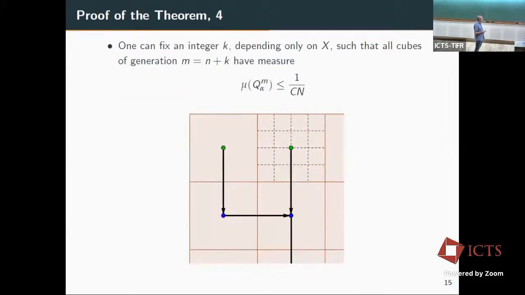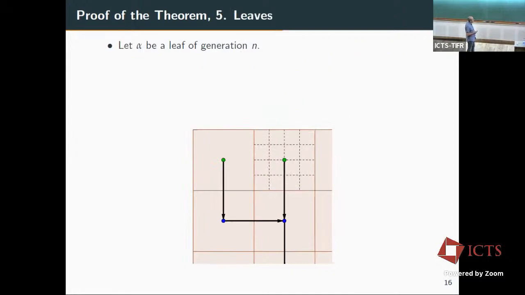So now the next step is you fix an integer k, which will depend only on the space, such that all cubes of generation m plus k, call it just m, have measure smaller than 1 over Cn. So all these cubes are much smaller than the original, although comparable in size, because k is fixed. But each one of them has measure smaller than 1 over Cn. Okay, we will see how we use that.